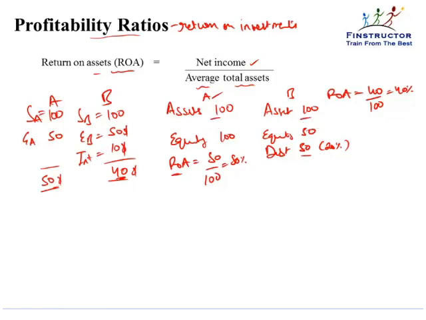This is actually a problem with the way we are calculating the ratio. We should not compare the average total assets to the net income, because net income belongs to the equity holders and the return that the asset generates belongs both to the debt holders as well as equity holders. So a better way of calculating the return on assets is net income plus the interest times (1 minus the tax rate) upon the average total assets.